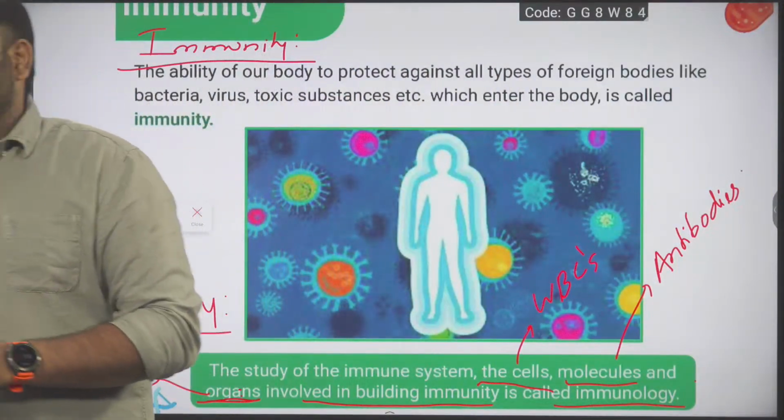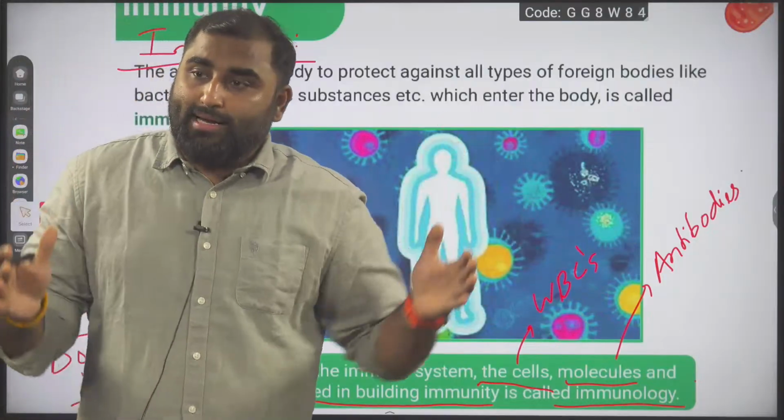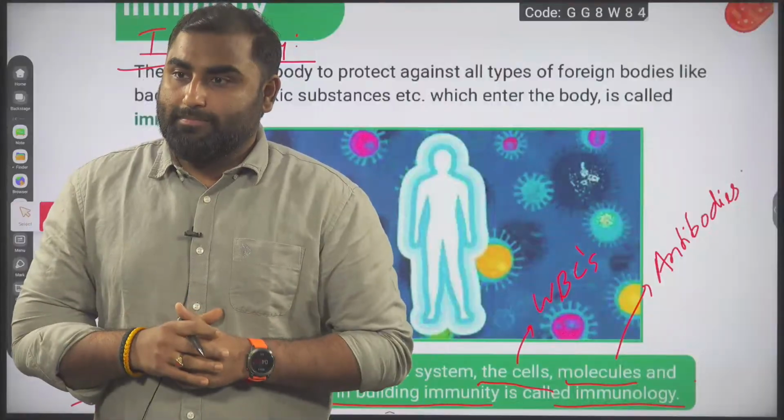Very good. The chapter name is Human Health and Disease, beta. The chapter name is Human Health and Disease. From that we are studying a small part, immunity.